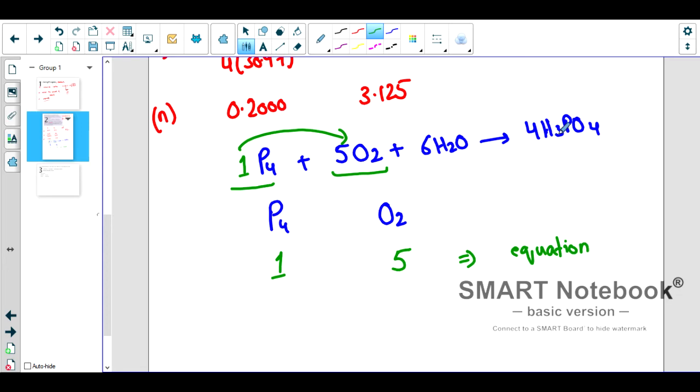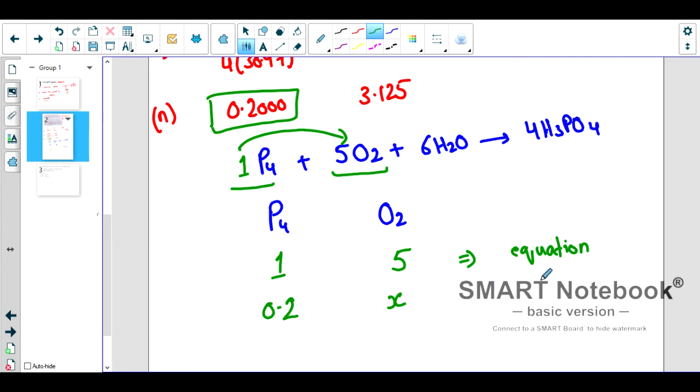Like, to make this product, 1 mole of phosphorus should react with 5 moles of oxygen. But the point is, you don't have 1 mole. You have only 0.2 moles of phosphorus. Now you want to find, for 0.2 moles of phosphorus, how much oxygen you need. You don't know, so you put an X here.